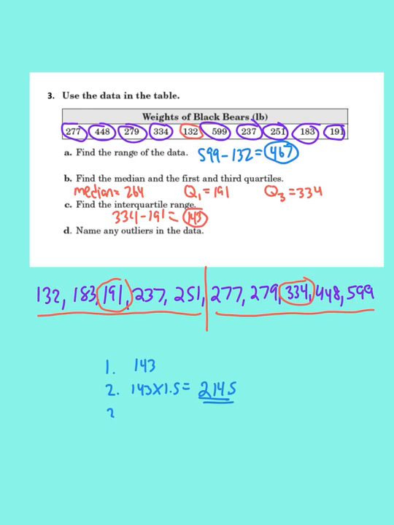Step 3 is to set my boundaries. We need to set our lower boundary and our upper boundary. To do our lower boundary, we take Q1, which is 191, and subtract the boundary number, 214.5. So it's definitely going to be negative. And we get negative 23.5. That's our lower boundary. Now for our upper boundary, we take Q3, which is 334, and we add our boundary number, 214.5. When we do that, we get 548.5.